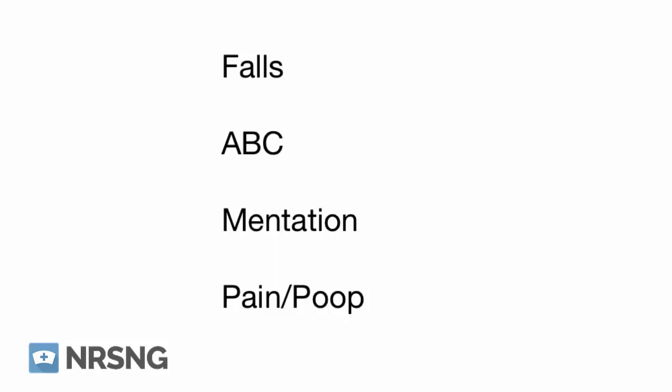If you're ever stumped and just really need to have a diagnosis and you can't think of anything, or you're not sure where to go, I always would rely on falls, your ABCs, mentation, pain, and poop. So instantly, when I think of a patient, I think they're probably a risk for falls. It's almost like you have to convince me they're not a risk for falls. So this is the number one thing that I would put on almost all of my patients' diagnoses and plans.